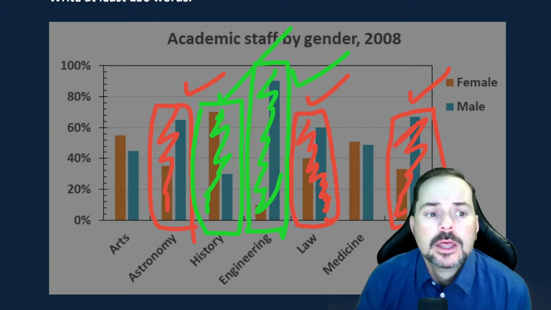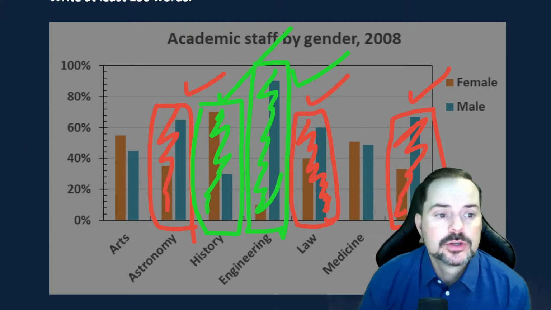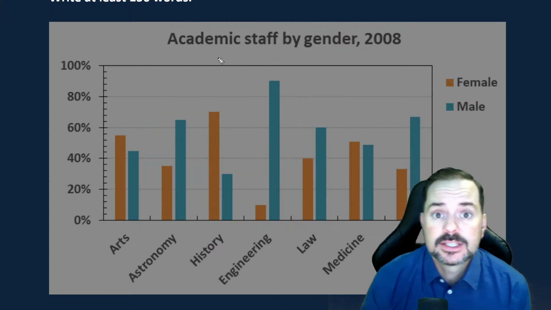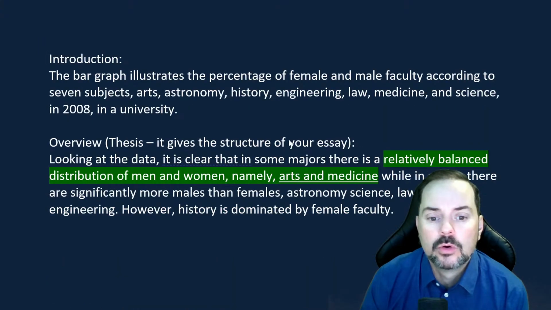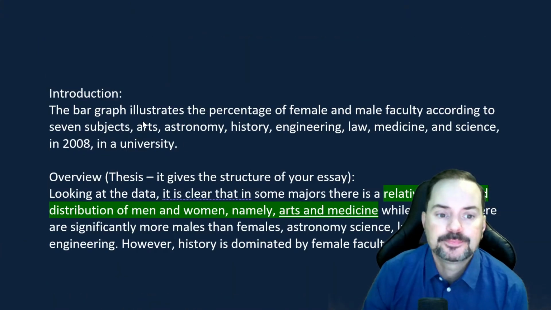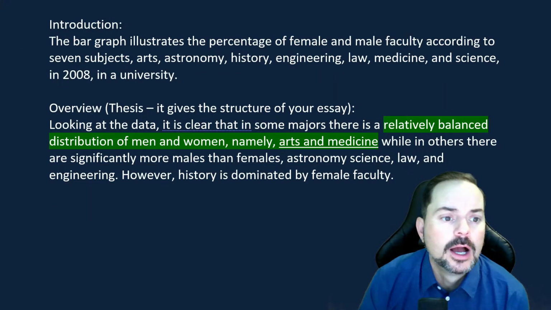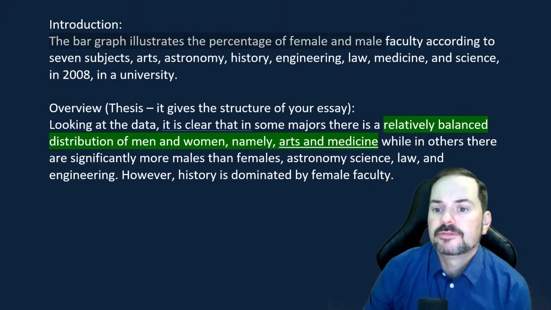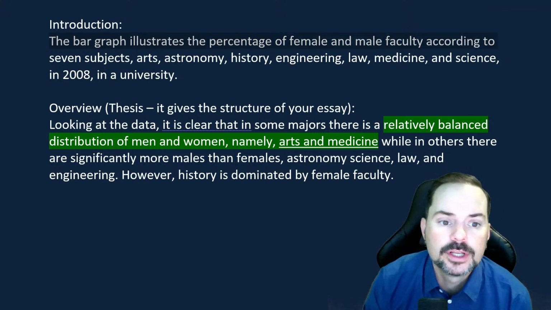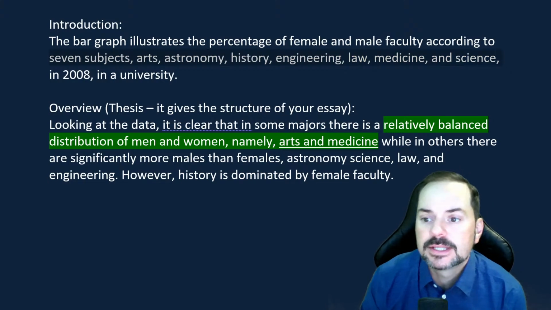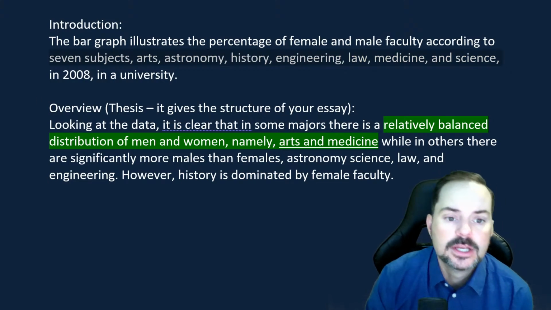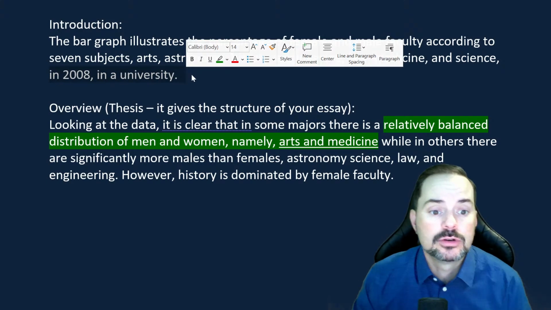Okay. Now, don't believe me, believe the essay, right? So the best way to check this is to read the work, right? Does it make sense? So let's read it, okay? Here we go. The bar graph illustrates the percentage of female and male faculty according to 7 subjects: arts, history, astronomy, history, engineering, law, medicine, and science in 2008 in a university.